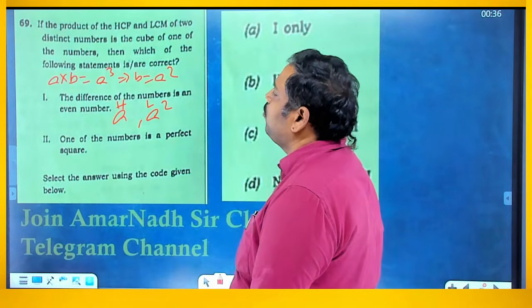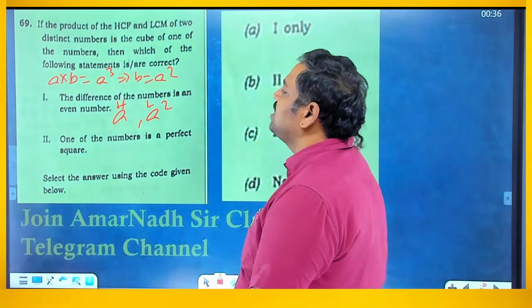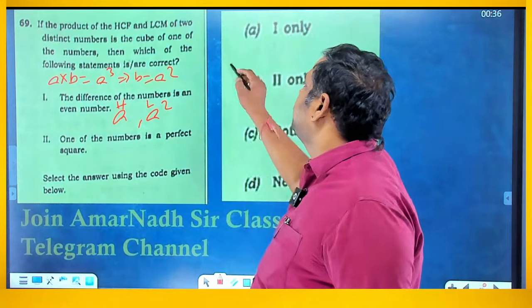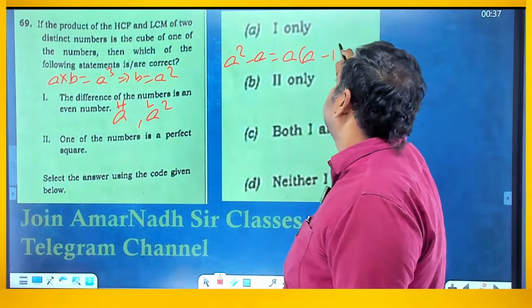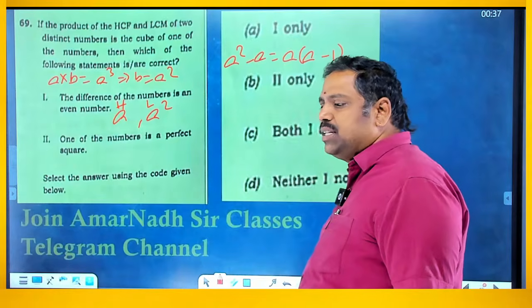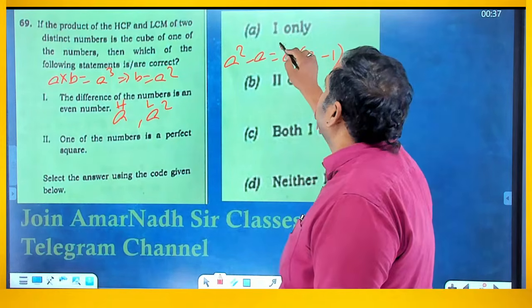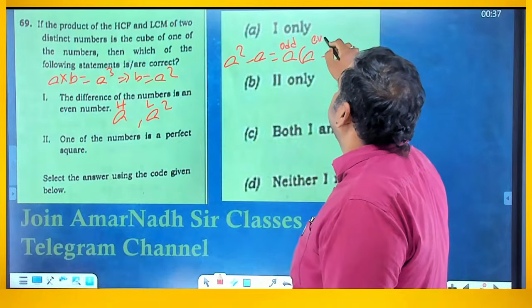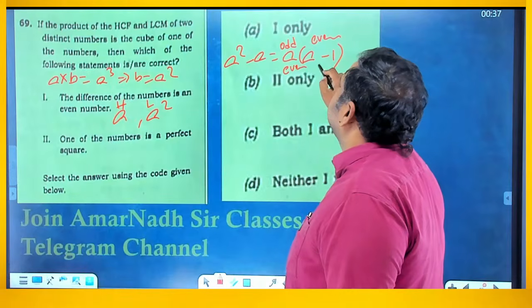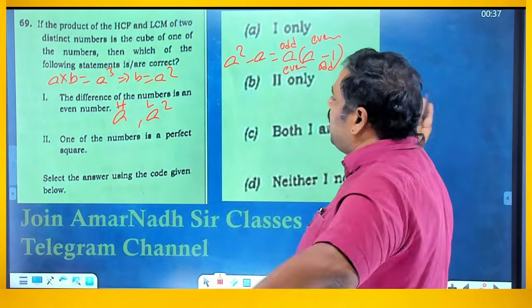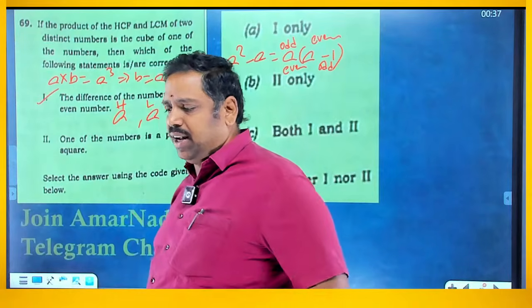What he is asking is which of the following statements are correct. The difference of the numbers is an even number. Difference means A square minus A. If you take A common, A times A minus 1. Two cases I am taking: A odd, A even. If A is odd, A minus 1 is even, product is even. If A is even, this is odd, even into odd is even. So definitely the difference of the numbers is an even number. So the first one is valid.